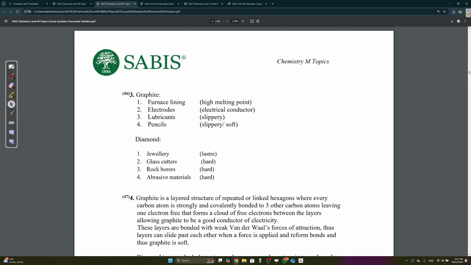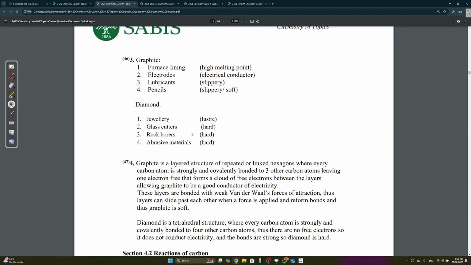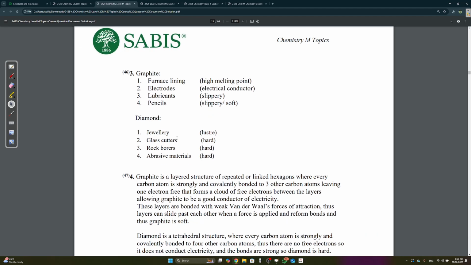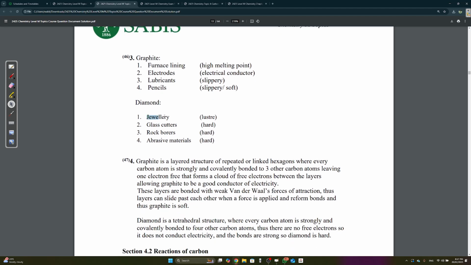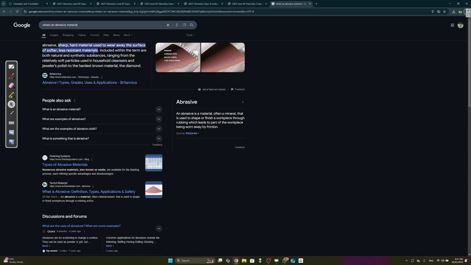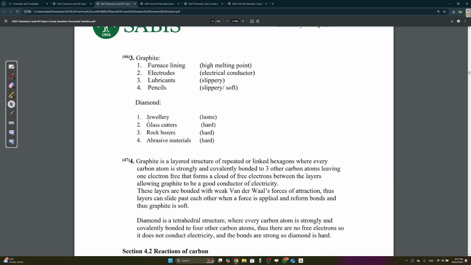You need to memorize these because they come up. I remember it came as matching or multiple choice. But this came in a CA before. Diamond, you should know, obviously, in jewelry and glass cutters. Abrasive materials is just anything that's hard. An abrasive material is just a hard material used to wear something down, like this paper that you rub something on, you know what I mean? Anyways, memorize.